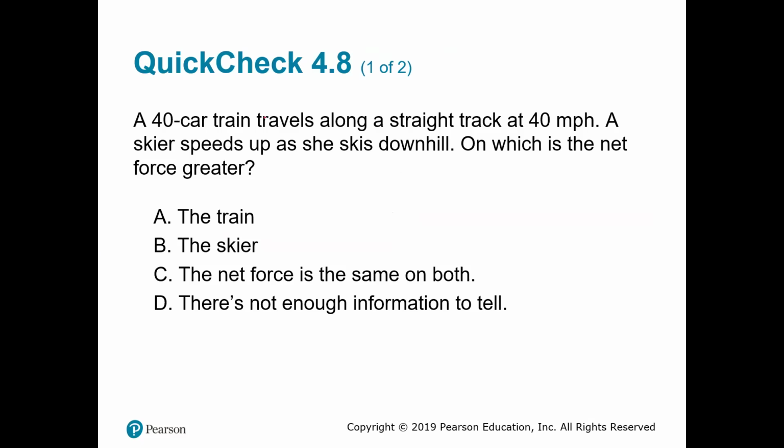A 40-car train travels along a straight track at 40 miles per hour, right? So you have a train traveling at 40 miles per hour. A skier speeds up as she skis downhill. On which is the net force greater? So the train, the skier, and the net force. First case, this is the train case. For this case, what is the acceleration?